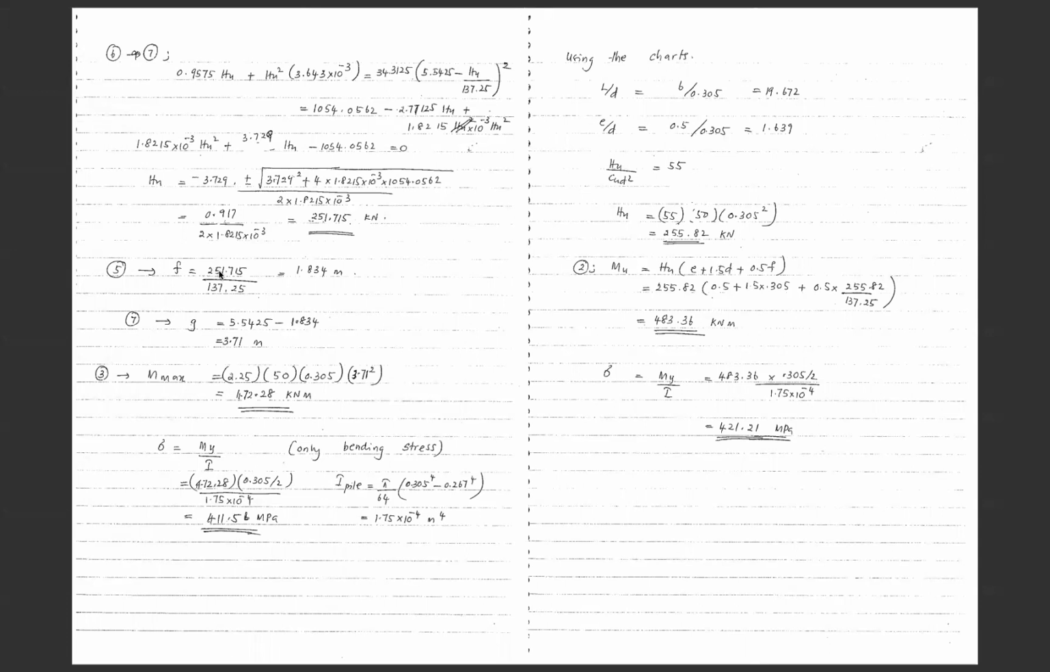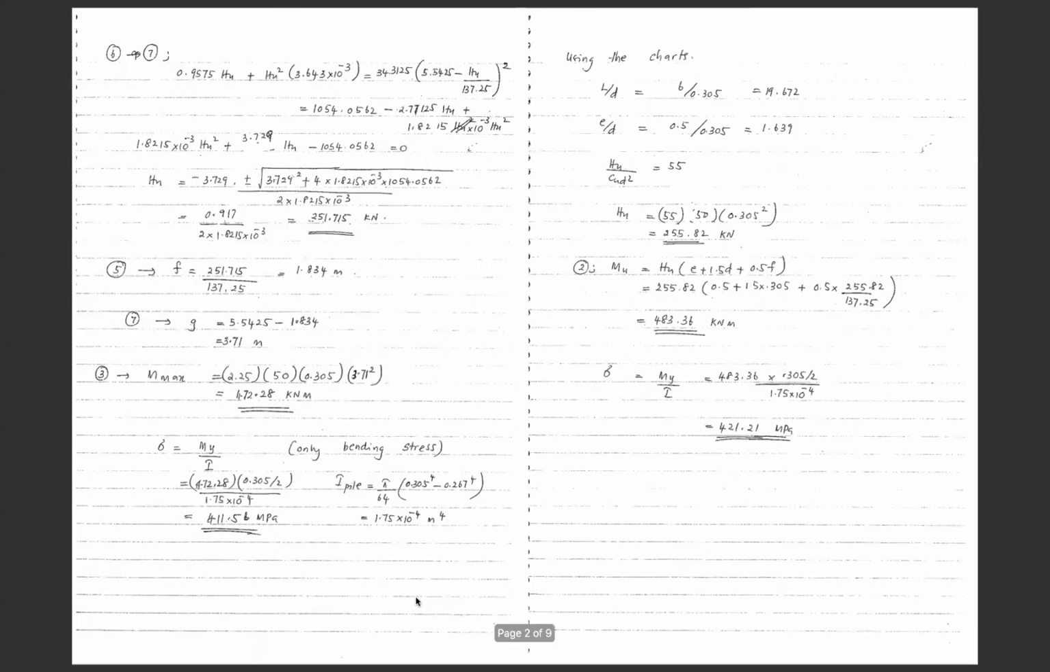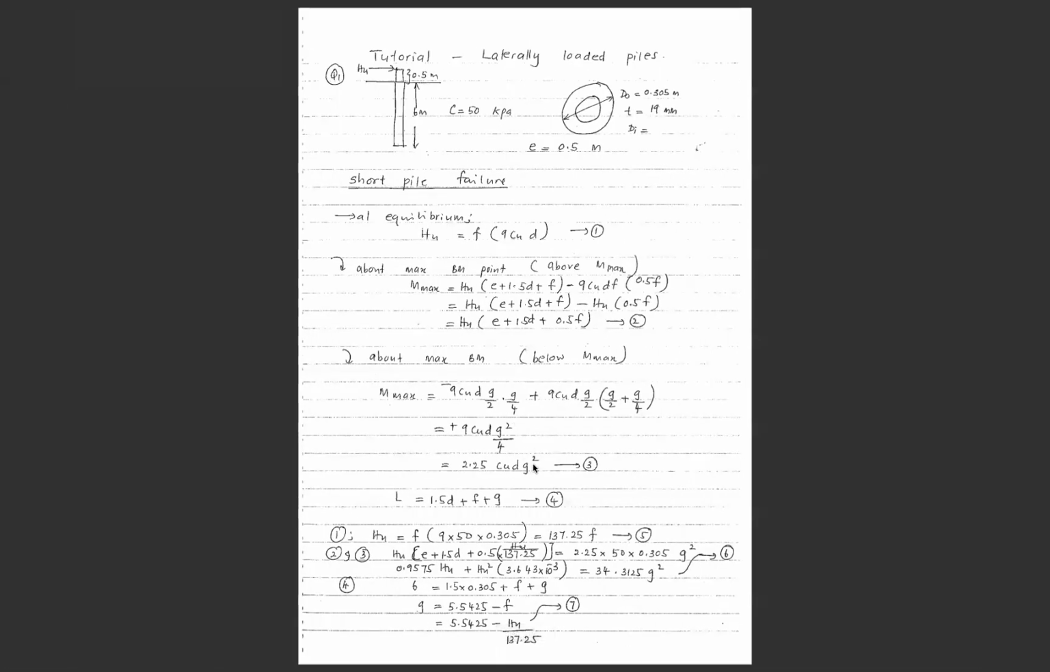As you can see, it's 251.715, which is the value of HU in the problem, divided by 137.25, and that will give us 1.834, okay? And then you need to find the value of G, and you can find it from this equation here, which is G equivalent to 5.5425 minus F. We have already determined the value of F. Then we can substitute the value of F into this equation to find the value of G. After you find the value of G, you can use this equation here to find the value of M maximum in the problem.